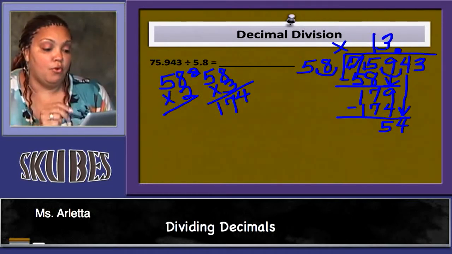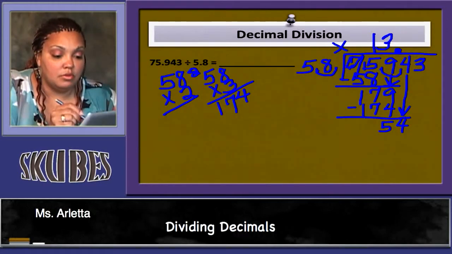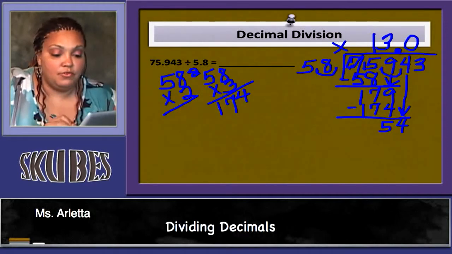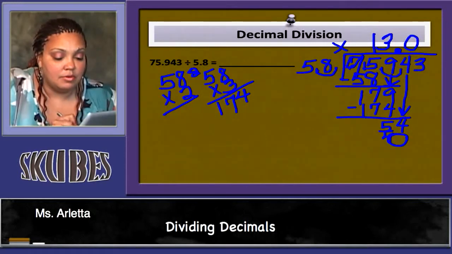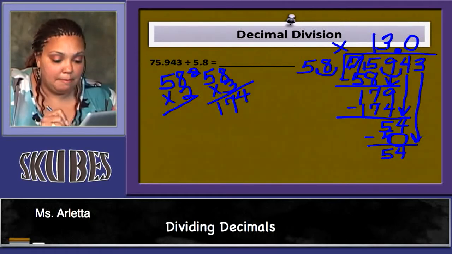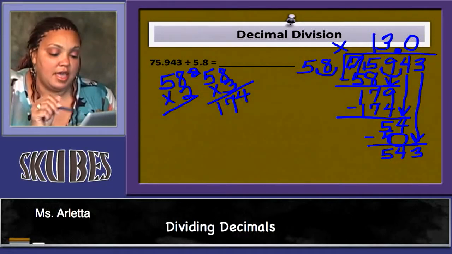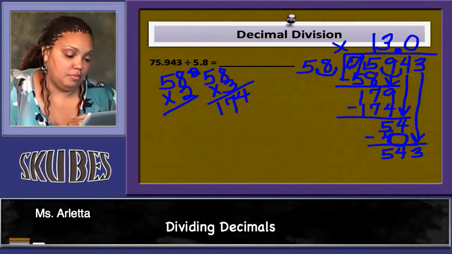Now you have 54. 58 goes into 54 0 times. 0 times 58 is 0. When you subtract here, you're left with the 54 again. You bring down your 3. And now you have 58 into 543.